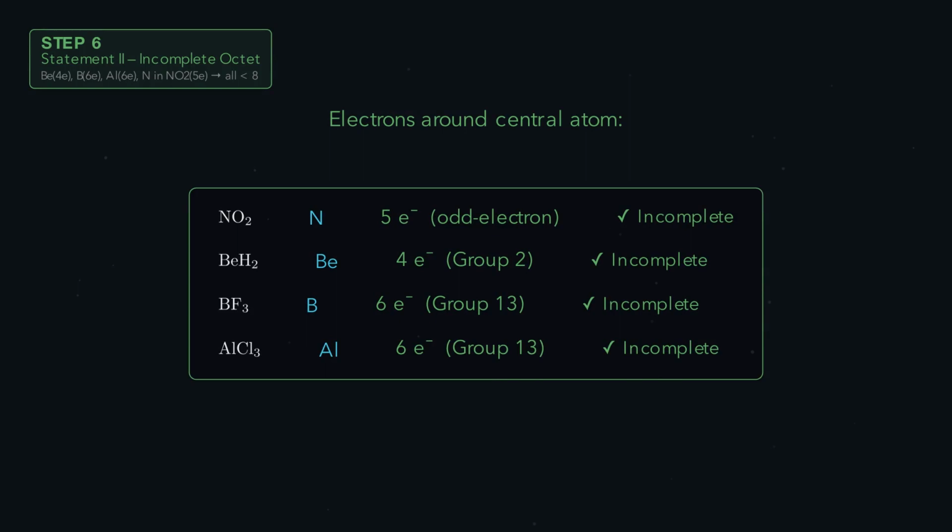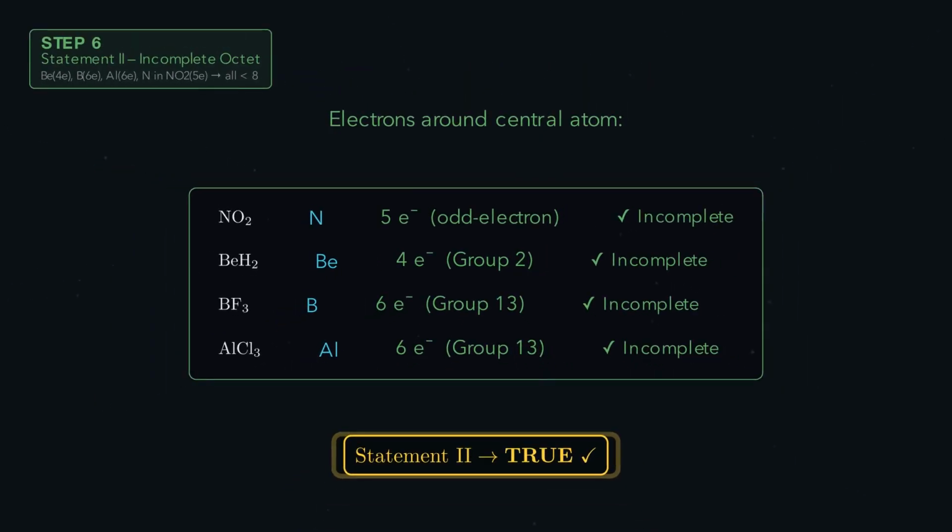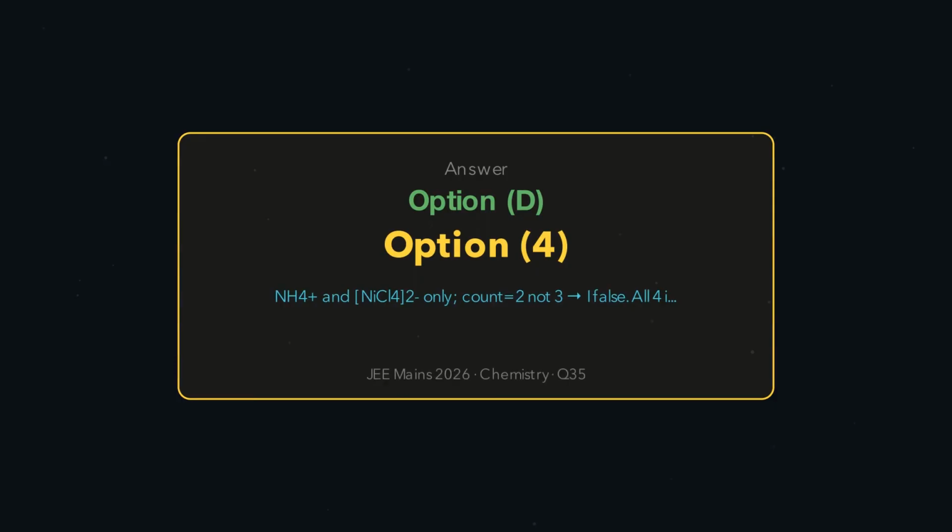Now statement 2. Nitrogen dioxide has an odd number of electrons. Nitrogen never completes its octet. Beryllium in beryllium dihydride has only 4 electrons around it. Boron and aluminium in their trichlorides each have only 6 electrons. All 4 have incomplete octets. Statement 2 is true. The answer is option 4.